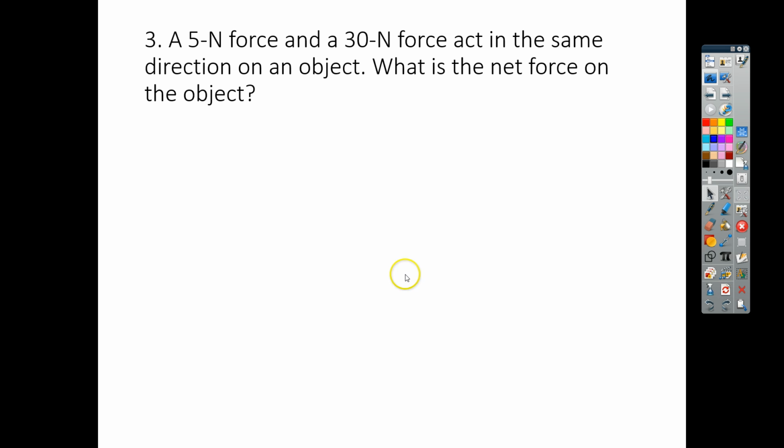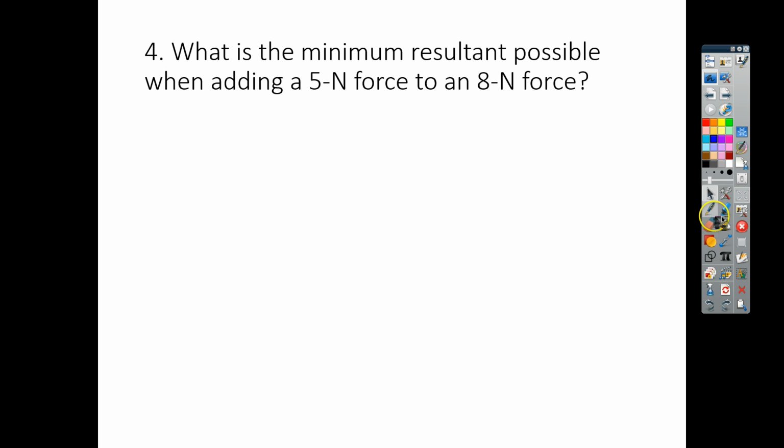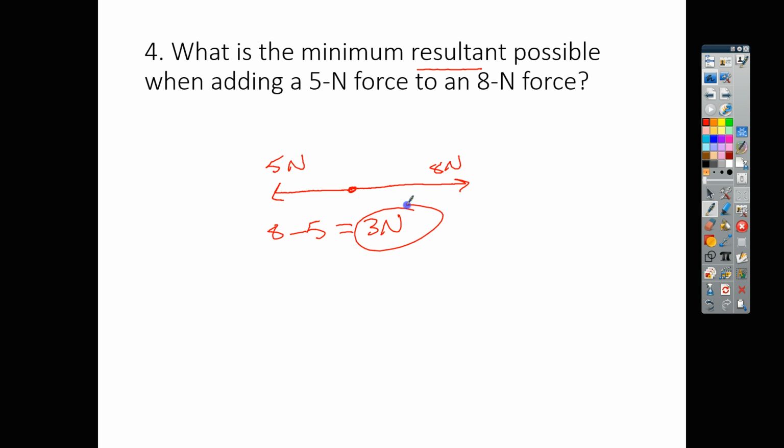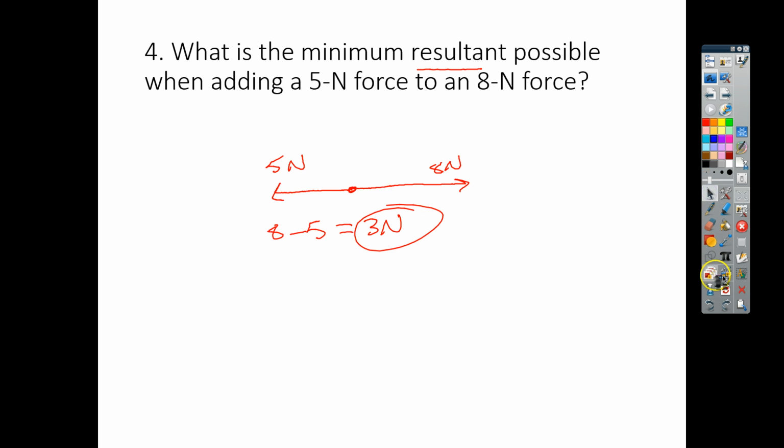For number 4, this one says, what is the minimum resultant possible when adding a 5 Newton force to an 8 Newton force? So if I have an 8 Newton force going in this direction, and I have a 5 Newton force going in this direction, the minimum resultant, so the smallest resultant I can get here, should be 3 Newtons, because now I'm going to take 5 Newtons away from 8 Newtons, and that will give me that 3 Newton force, and that's the answer to number 4.